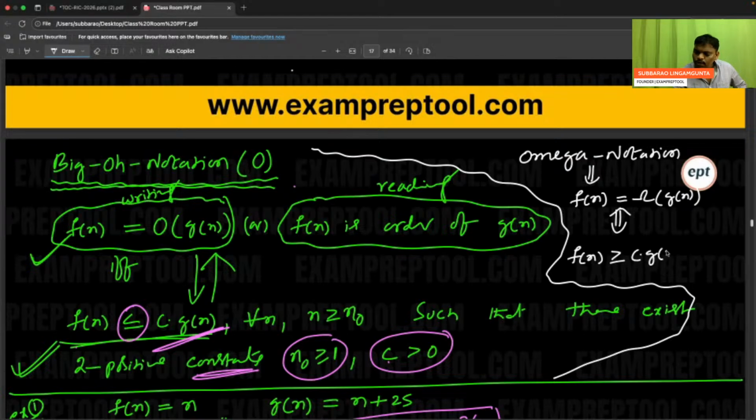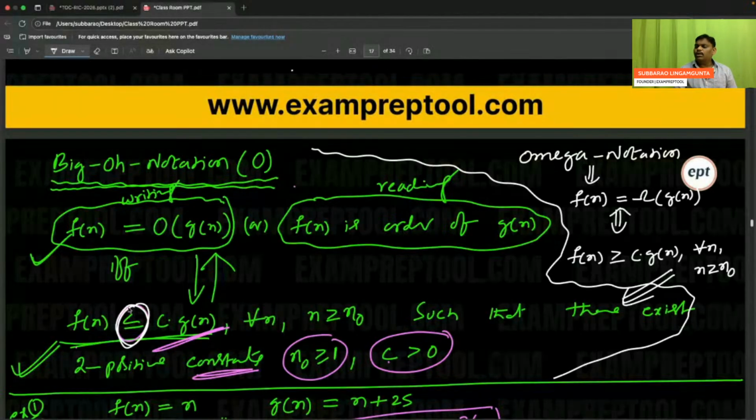c into g of n, for all n greater than or equal to n0, such that there exist two positive constants. Same story. In the case of big O, less than or equal to; in the case of omega, greater than or equal to. Remember, big O means right side bigger. Omega means right side smaller, which is nothing but left bigger.